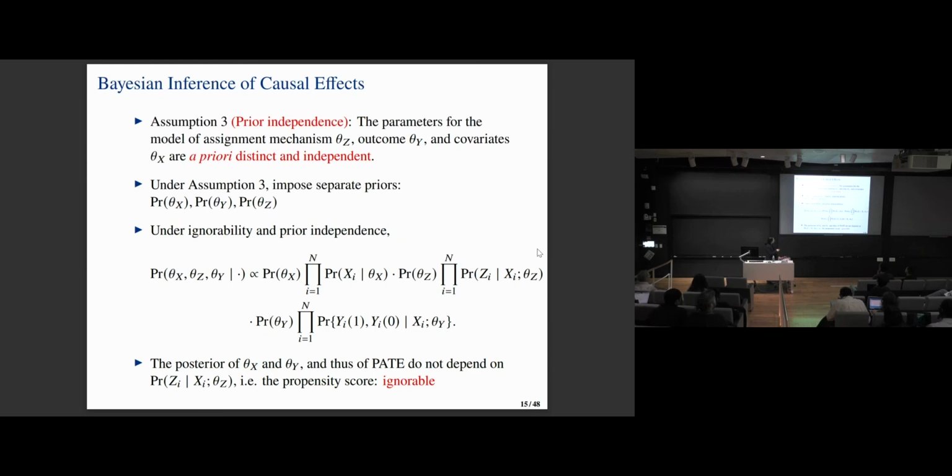As I said, in practice, we usually don't want to model this. We just condition on this. This part also goes away. So everything important just becomes an outcome model and the parameters for that outcome model.